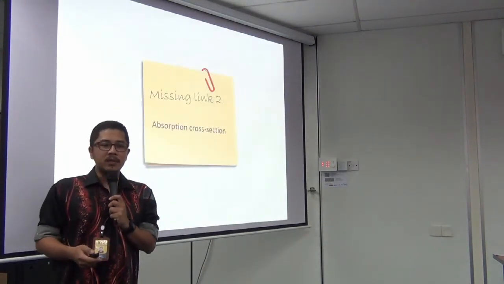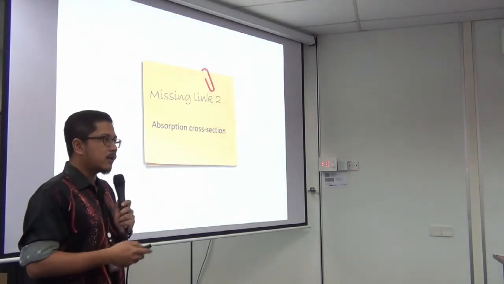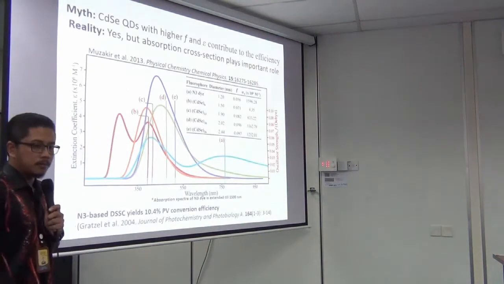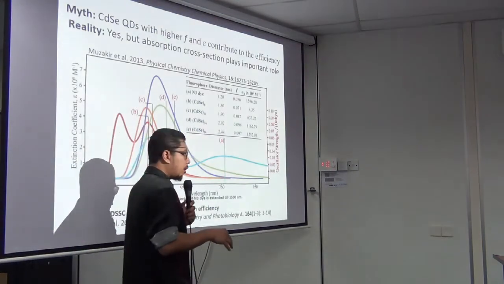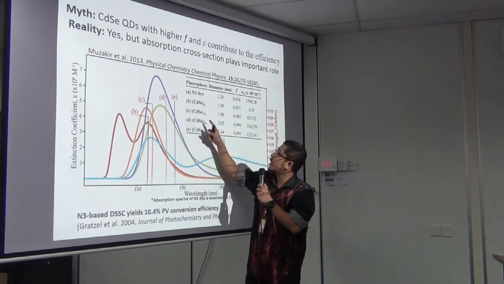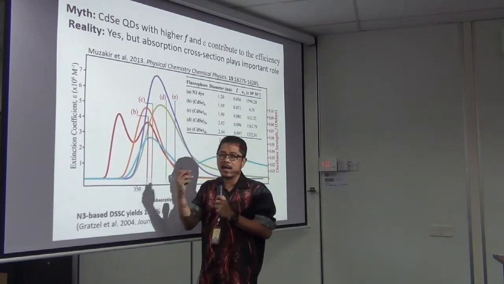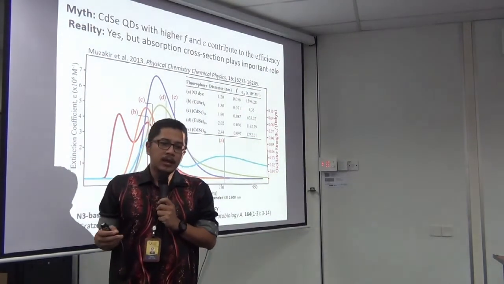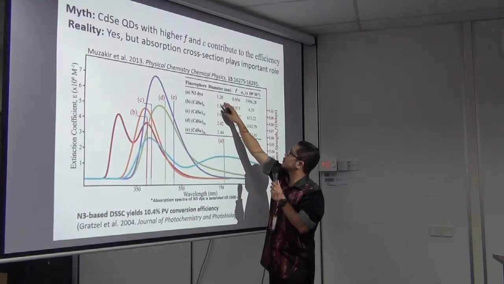So the missing link number 2, as I mentioned before, we need to study the absorption cross section by referring to the absorption spectra. This is what I have done before. I have compared the absorption spectra of dye. The dye that I have used is the N3 dye, the best performing dye for DSSC. The size of the dye also has been recorded.